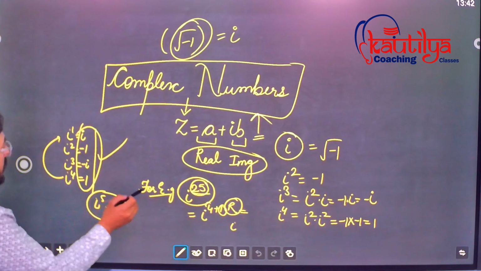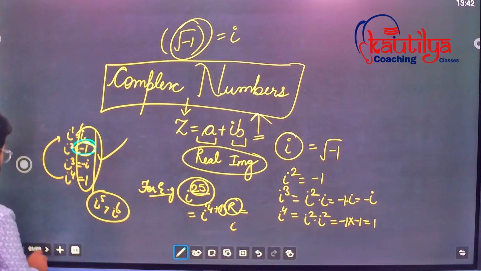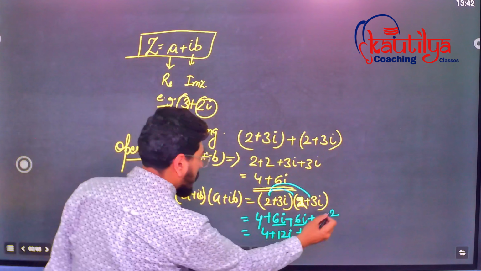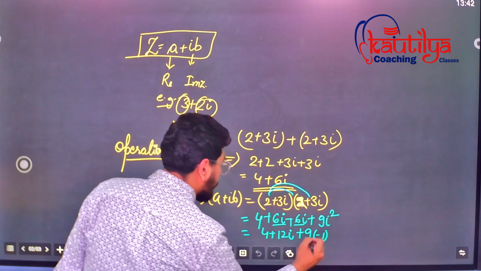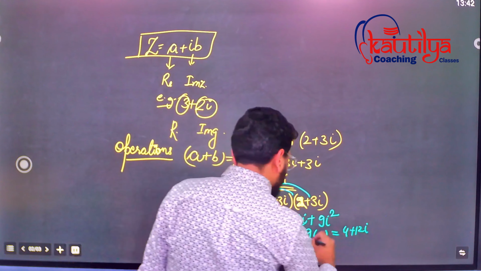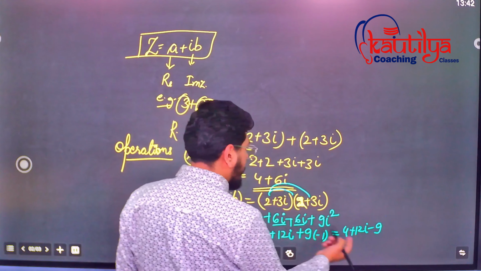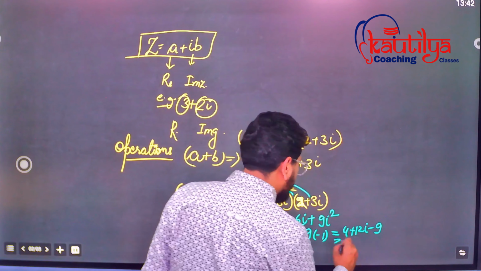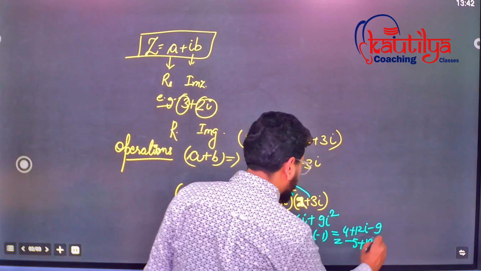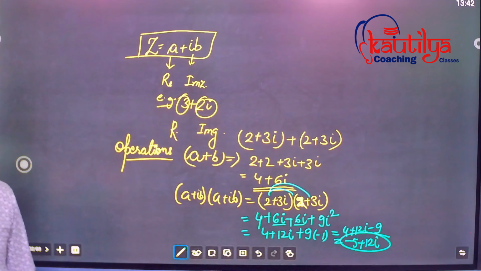If we check, iota square is -1, so we put in the value for iota square. In place of iota square we get -1, so it is 4 plus 12 iota -9, right? So 4 minus 9 is -5, so -5 plus 12 iota is the required result, right? This is for the multiplication.